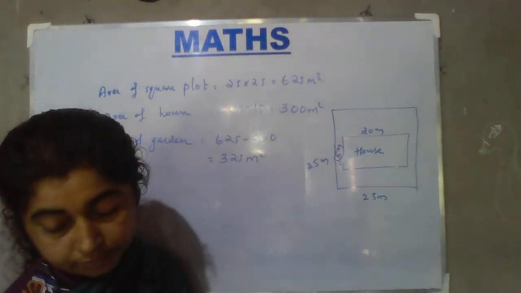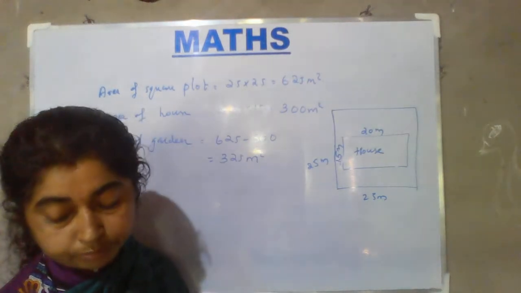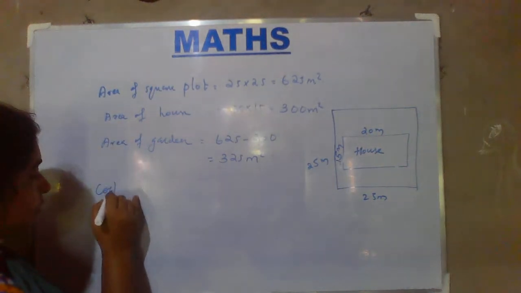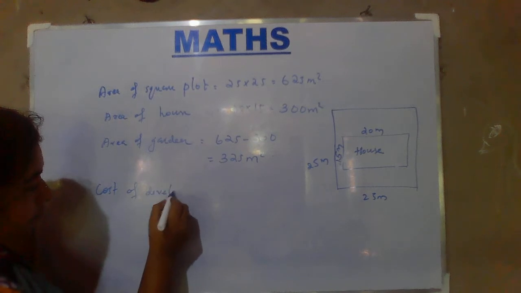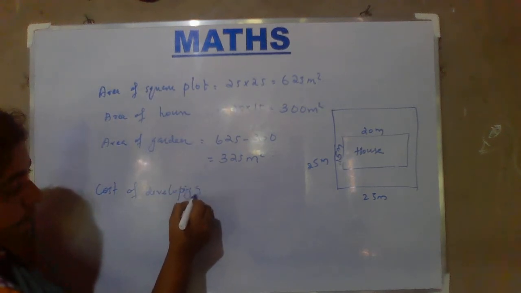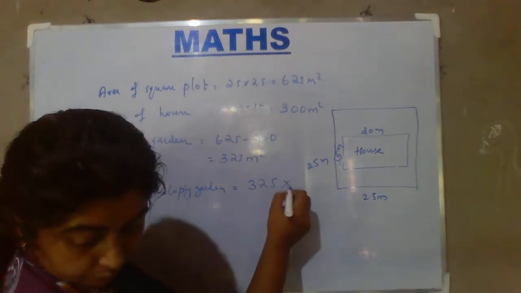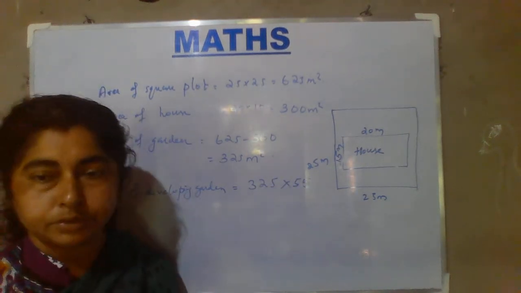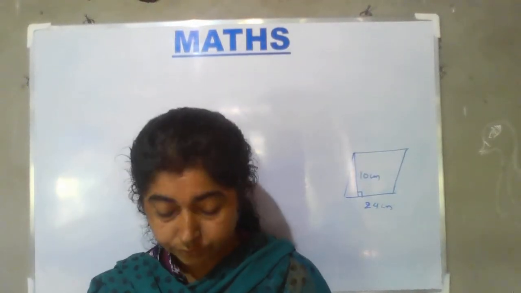The cost of developing garden per square meter is 55 rupees. Then cost of developing garden is 325 into 55. That will be the question. You should find its answer. Now you write the fourth question.